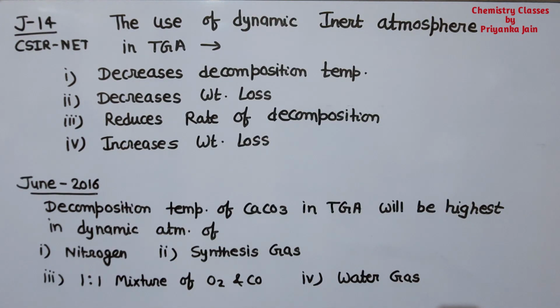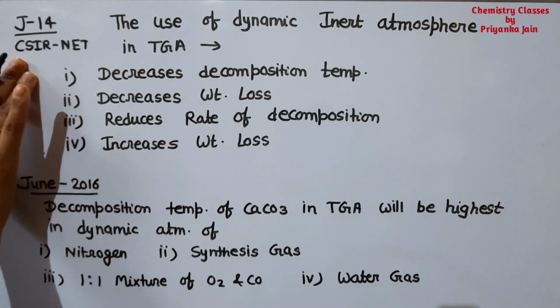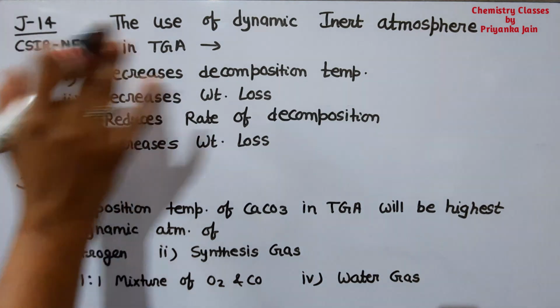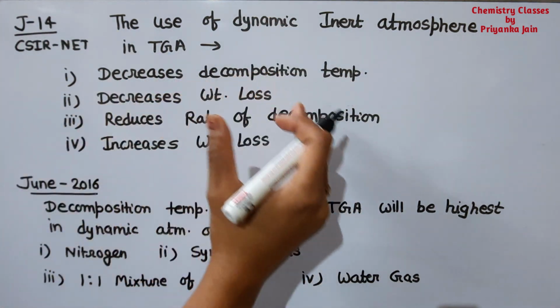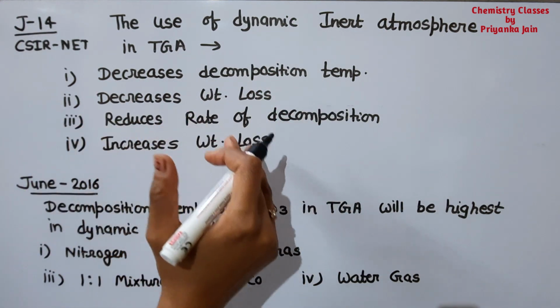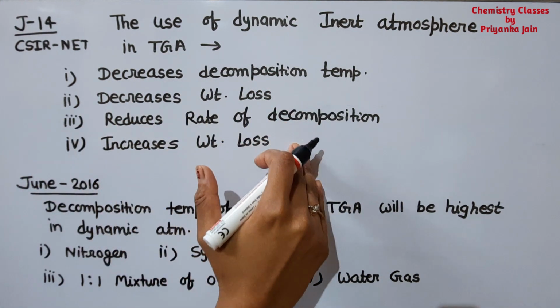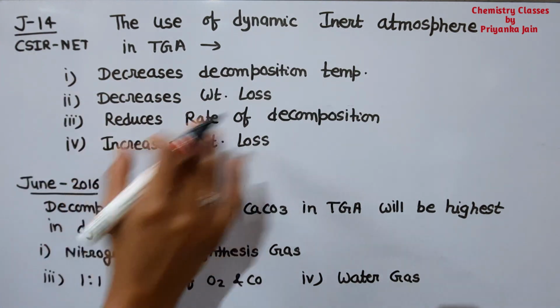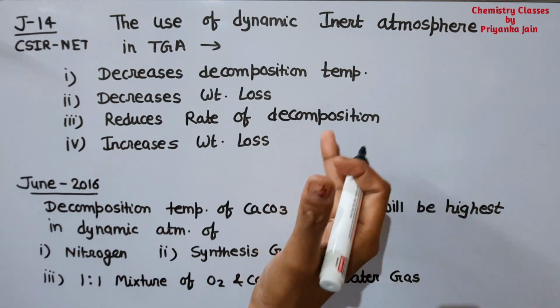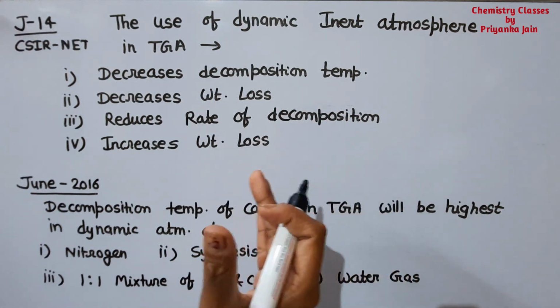Alright. Now we have to see some questions from the CSIR NET as well as from the GATE exam, so that we can know which type of questions are asked based on the TGA. See here, this question is from CSIR NET June 2014 and the question is: the use of dynamic inert atmosphere in TGA: firstly, decreases decomposition temperature, second decreases weight loss, reduces rate of decomposition, or increases the weight loss. I have already told you inert atmosphere means the atmosphere of nitrogen or helium or argon.